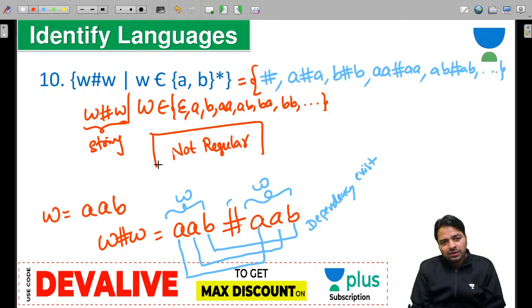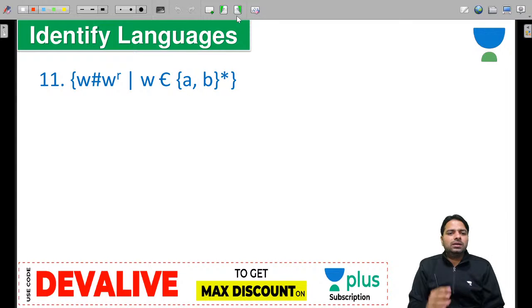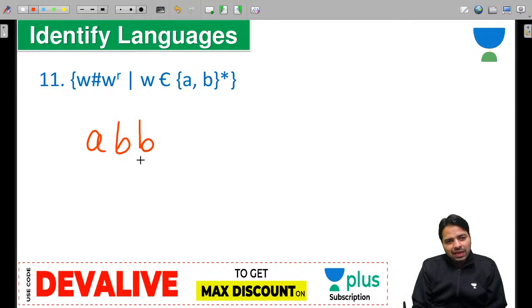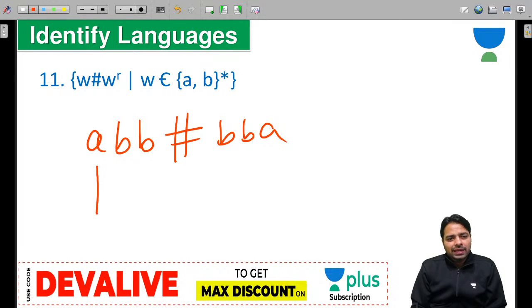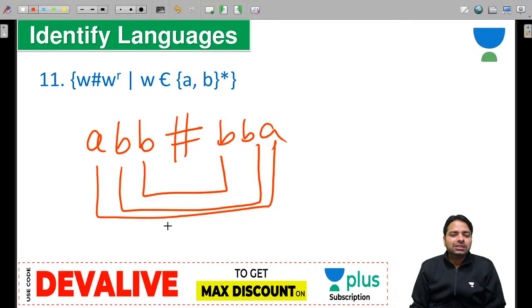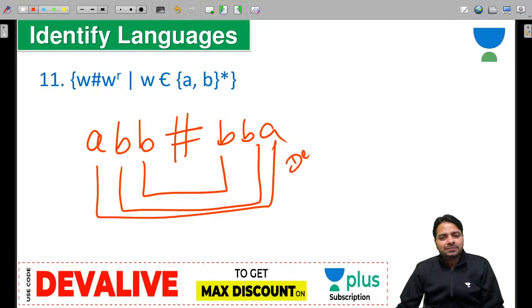It is not regular. And let's move on. W hash W power R, can I say that? If you have ABB as W, its reverse is BBA. So again you have a dependency. Whether you have the hash or not doesn't matter. Again the dependency exists.